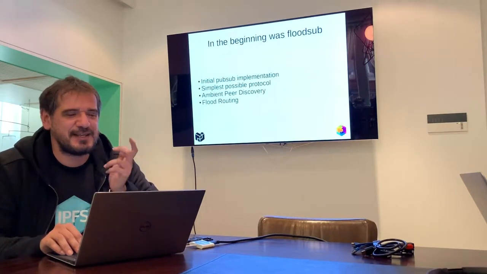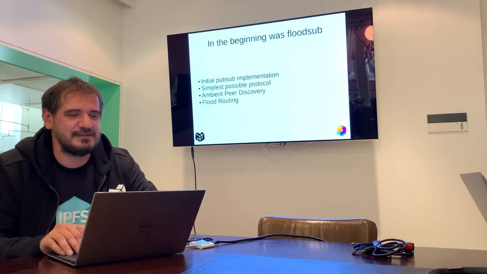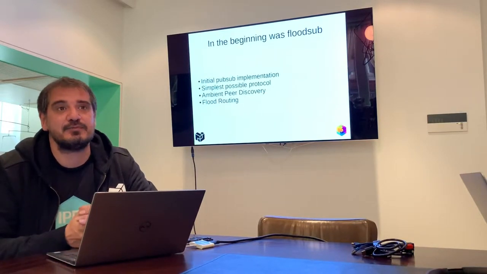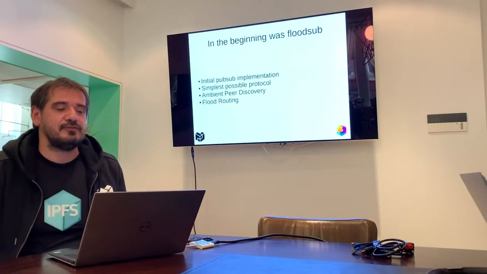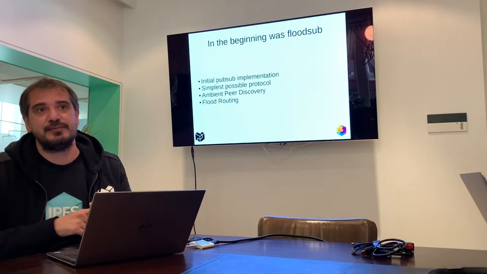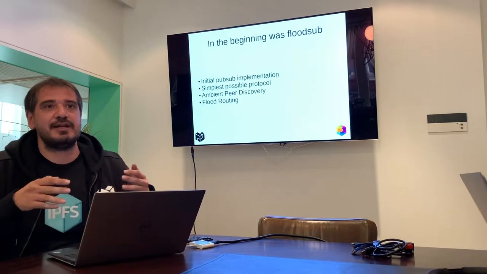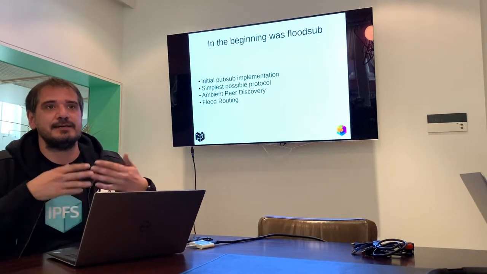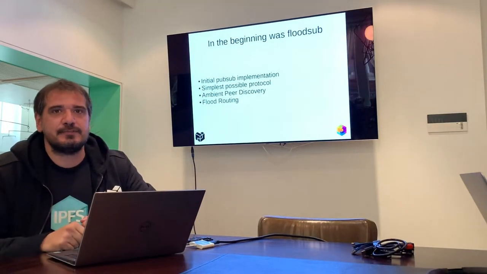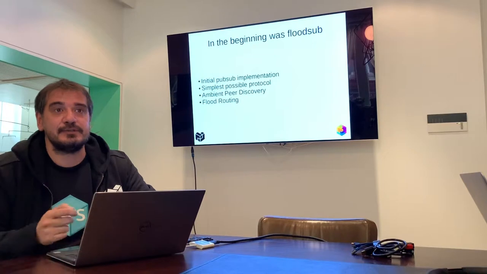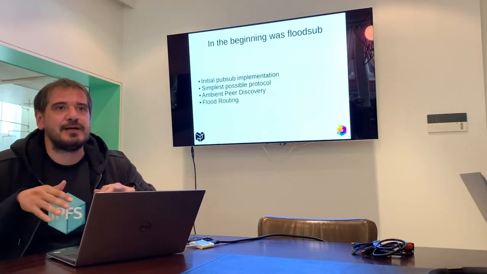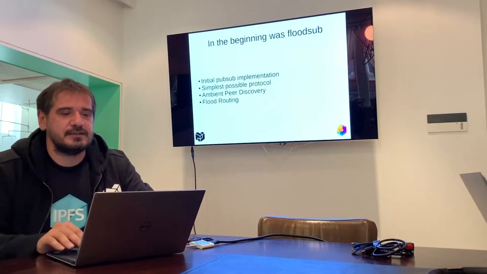So the presentation goes like this. We start with PubSub. That's our initial PubSub implementation. It's the simplest possible protocol that can work for PubSub, and it has two basic characteristics. One, it relies on admin peer discovery, so we don't have an active protocol for discovering peers. Instead, whenever we connect to a peer, we check to see whether it supports PubSub, and then we just add it as a new peer. And in order to route messages, we just flat route the messages to all known peers.